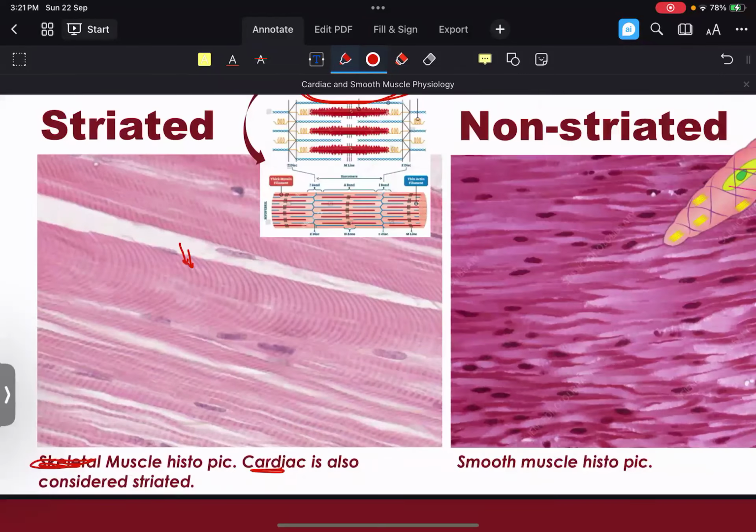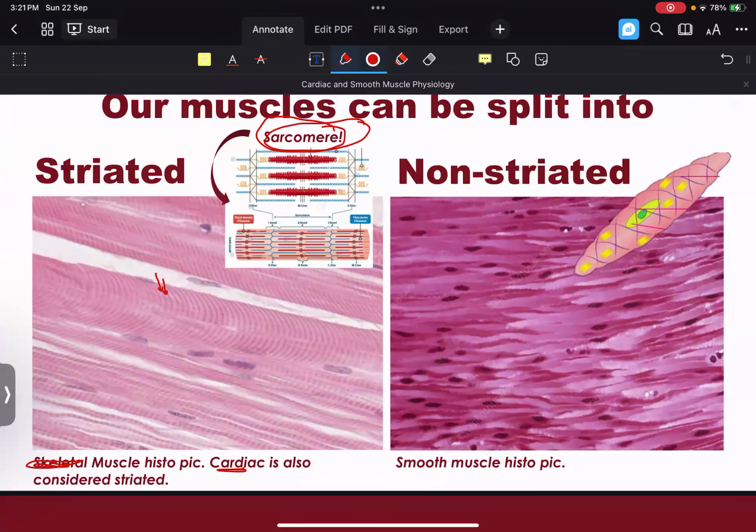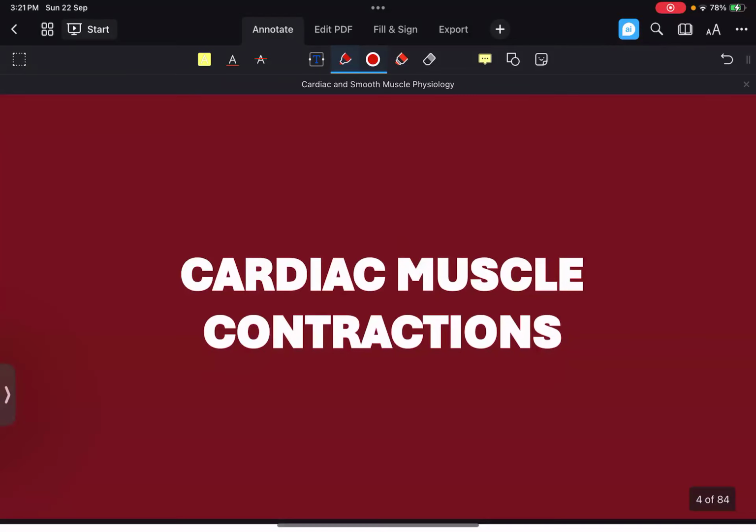On the other hand, your smooth muscles do not have a sarcomere, but they're still able to contract, okay? They still have a contractile apparatus, they just don't have a sarcomere. Now let's begin with the actual lecture.